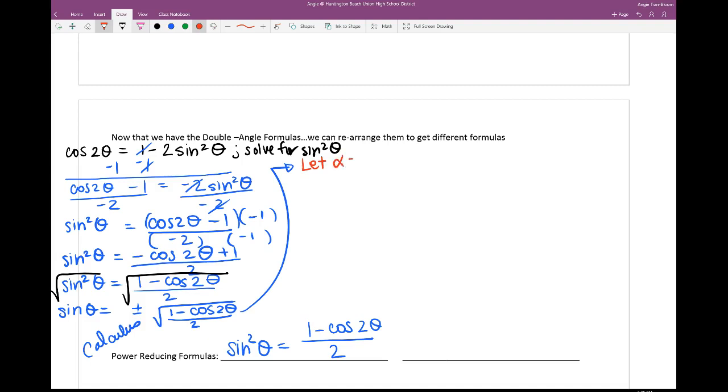alpha be 2 theta. I know, remember? We manipulate these things all the time. So what am I going to do? If alpha equals 2 theta, that means every time I see 2 theta, I can go and write alpha in it. Would you agree? So I will now write sine, well, if alpha is 2 theta, what is theta?